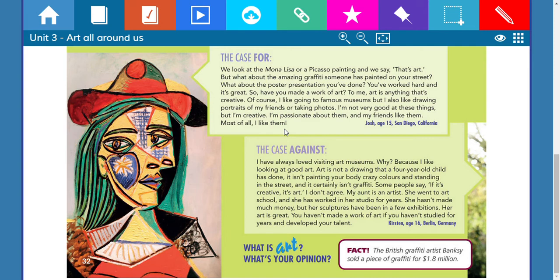No, but I am not agreeing with the case against because in some cases, here is the fact. The British graffiti artist Banksy sold a piece of graffiti for $1.8 million. No, so if that weren't art, people wouldn't pay, but people pay. No, people pay for that. So in my opinion, I repeat, art is when you work with creativity. So get ready for this, okay?